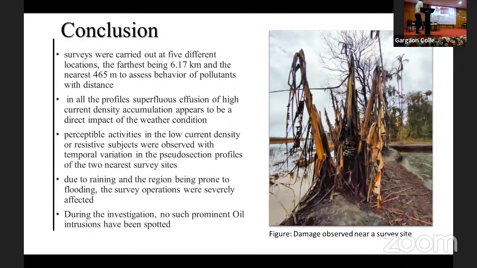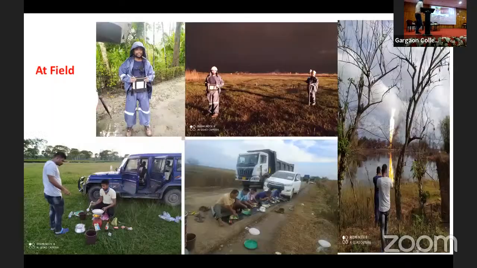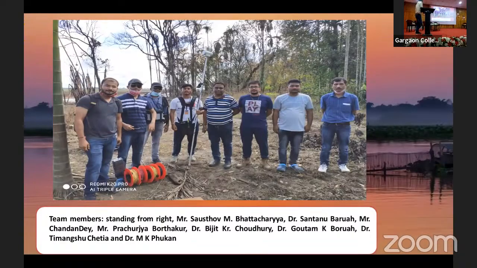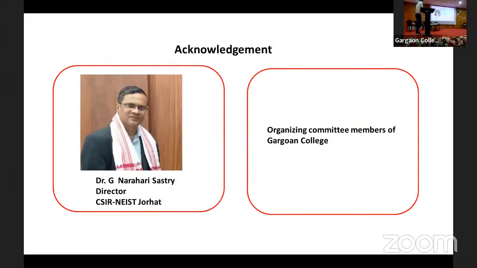So, these are some photographs here. These photographs have been taken at night at 8 p.m. We did not use any external light. Light from the blowout was sufficient to conduct our survey. And this is the lunchtime at the road. And this is the last preparation time.